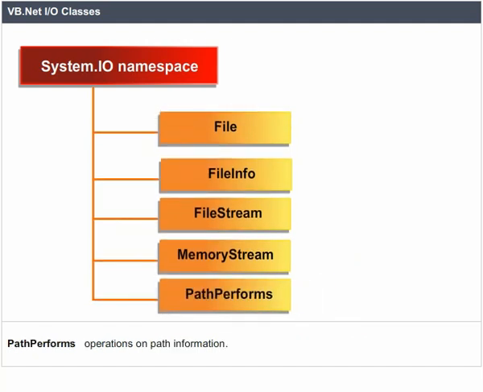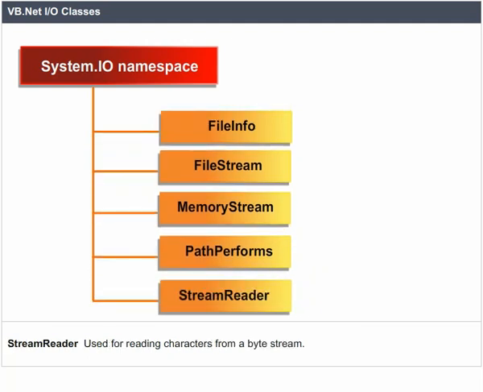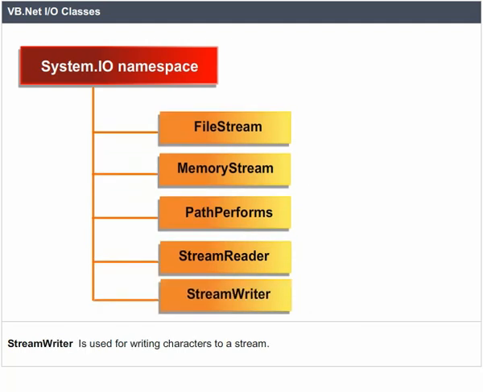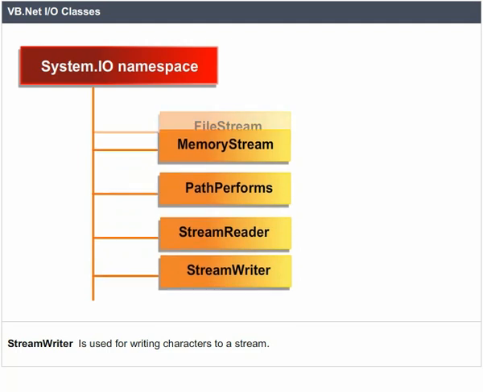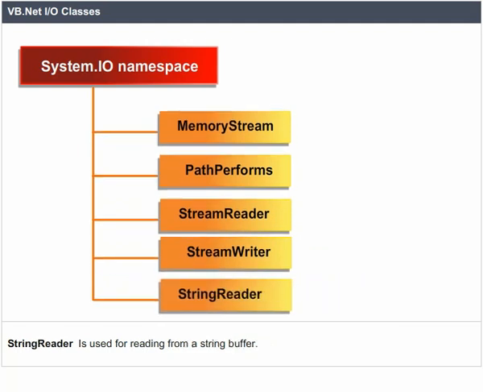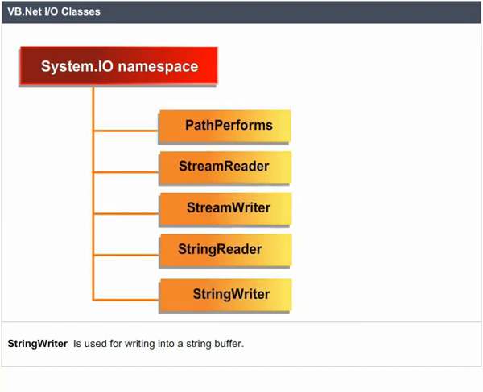Path performs operations on path information. StreamReader, used for reading characters from a byte stream. StreamWriter is used for writing characters to a stream. StringReader is used for reading from a string buffer. StringWriter is used for writing into a string buffer.